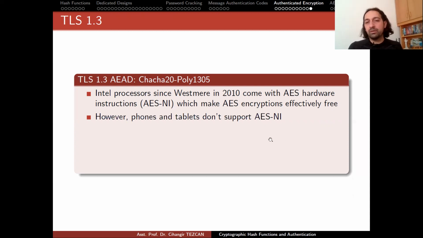However, phones and tablets don't support AES-NI. As far as I know, some new ARM processors are going to have these instructions, but most of the ones we are using don't have them. So AES is not that fast or system friendly when you are using it on a phone or a tablet.